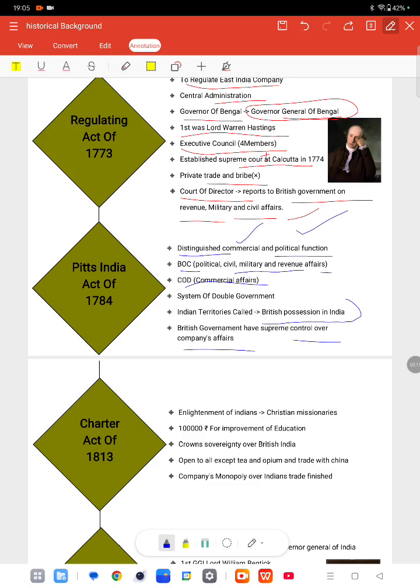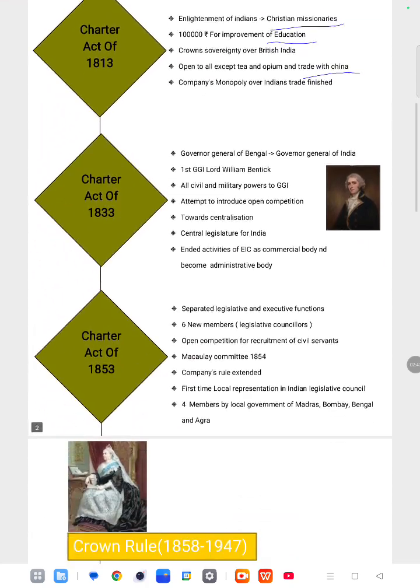If you talk about the Charter Act of 1813 that comes into the picture, it concerns the enlightenment of Indians, like Christian missionaries have come. So Christian missionaries promoted Christianity, and 1 lakh rupees per year was provided by the government for the improvement of education as per this act. The Crown's sovereignty over British India was established, meaning the Crown will rule, and the tea and opium trade with China was opened to all, and the company's monopoly over Indian trade finishes.